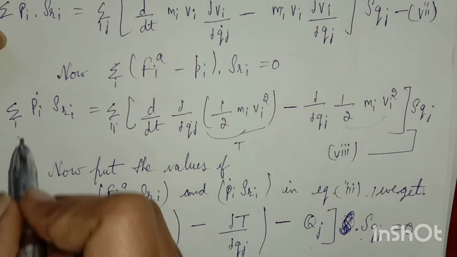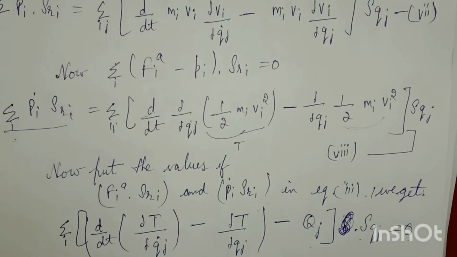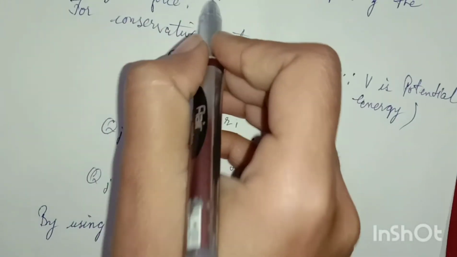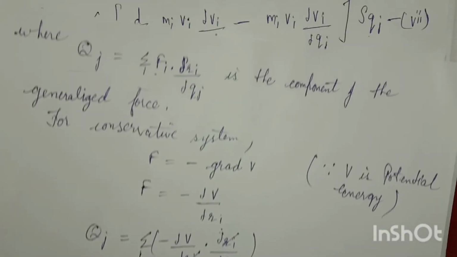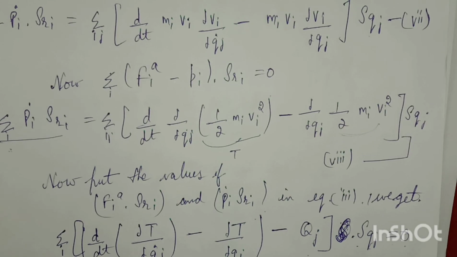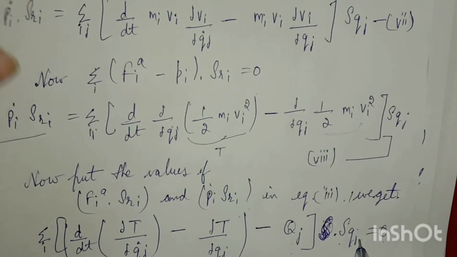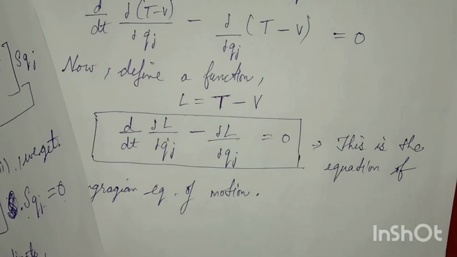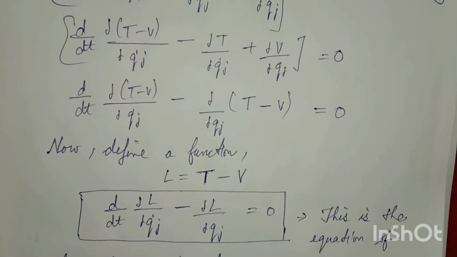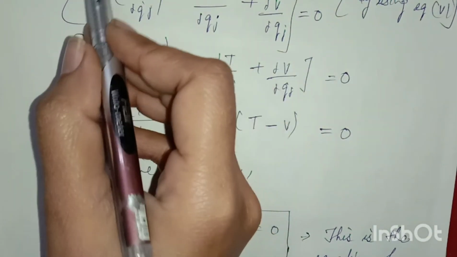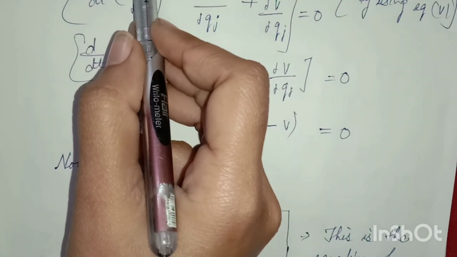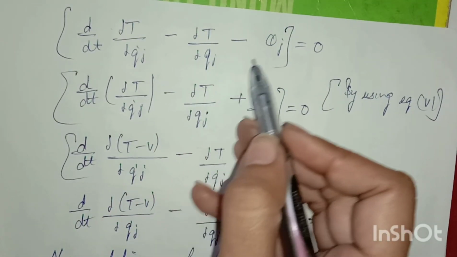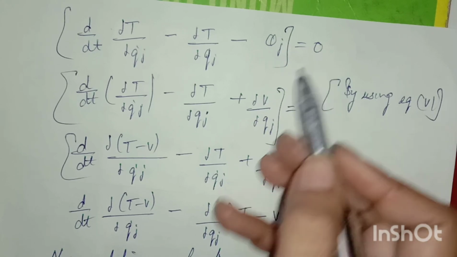All this equation is the value of this equation, and all this equation is the value of this one. So here we get Q_j into delta q_j. Then here we can write d/dt of ∂T/∂q̇_j minus ∂T/∂q_j minus Q_j is equal to 0.